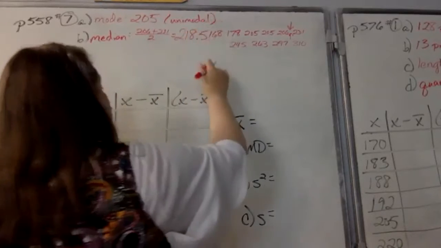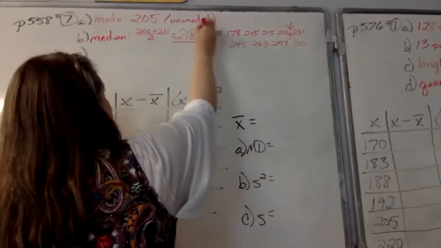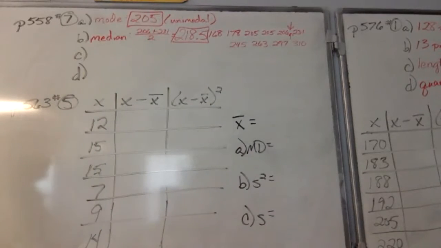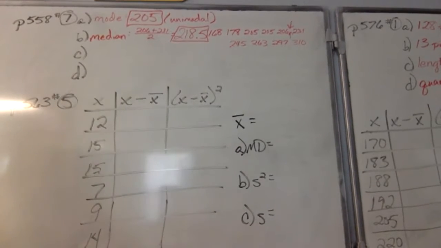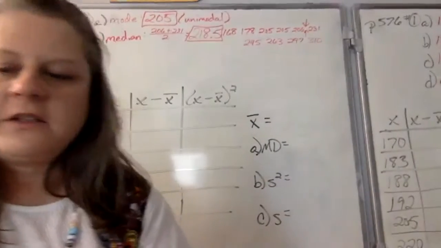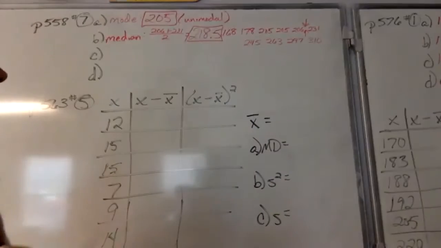Right? But that should have been a little warning for you that it wasn't right, because it was supposed to be between 206 and 231. Okay? That's why I usually have you all check me with calculator stuff, because it is easy to put stuff in wrong. Yeah. Okay.